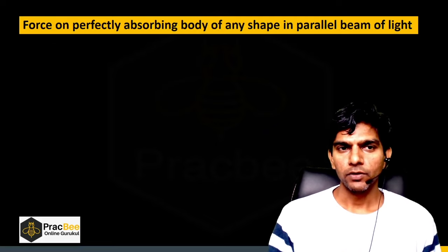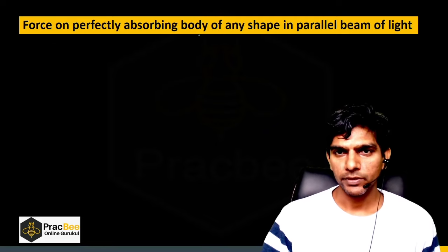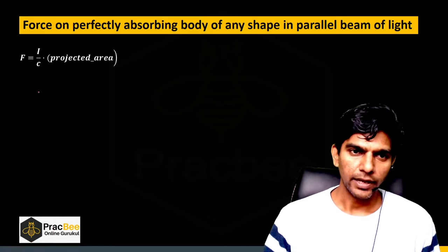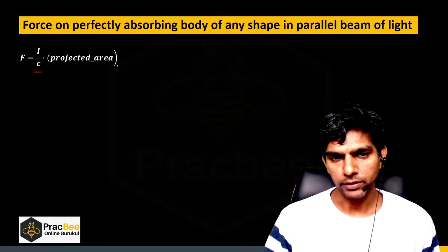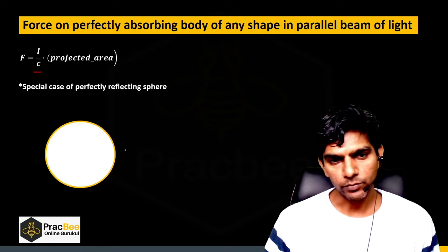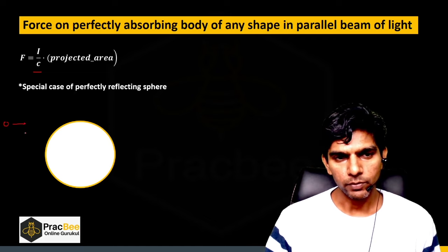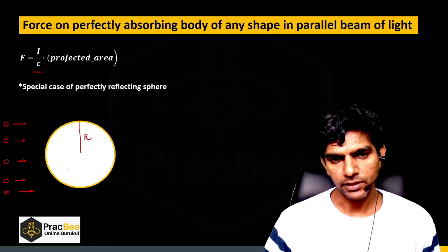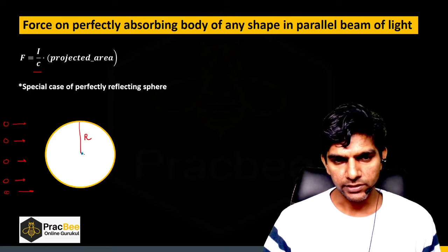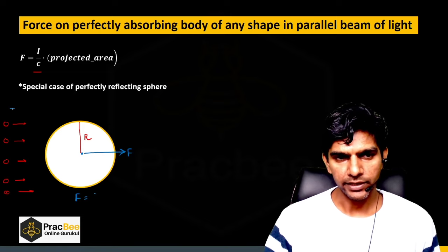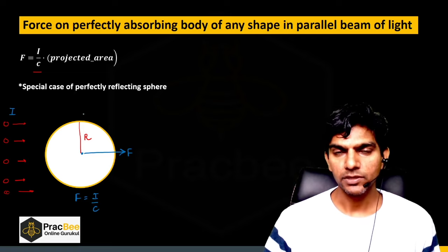Okay, right. So now a very important topic: force on a perfectly absorbing body of any shape in a parallel beam of light. It will be given by this formula, I by C times the projected area of the body. So let us see a case. Suppose we have a perfectly absorbing or a reflecting sphere, and photons are being incident normally, right? And let us say this sphere has a radius r. So there will be a force exerted by the photons on the sphere in the right direction, and this force will be given by, where I is the intensity, I by C times the projected area.